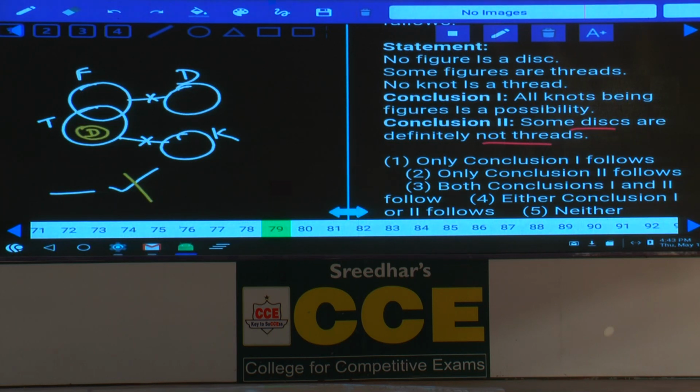Then coming to this possibility, all knots or figures is possible. Tell me whether I can draw these knots like this or not. Knots should not intersect with thread, and without intersecting with thread I can draw like this. Hence the first one is true. Hence only conclusion 1 is true, that is choice 1 is the answer. Done? Then next one, 80.